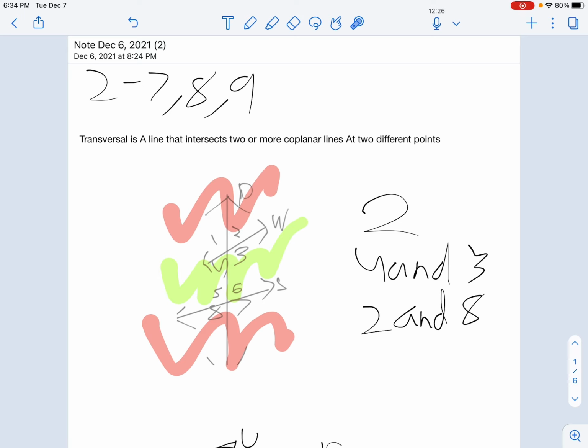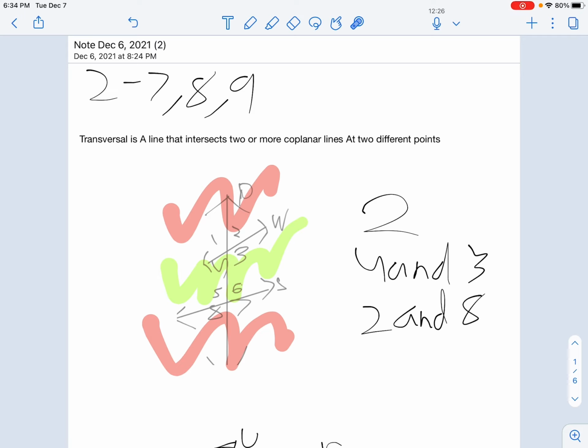Now, just like interior, we have to have exterior, right? So we have alternate exterior angles, which is basically the same thing. They lie on the opposite sides of the transversal P, in the exterior. So it'd be 1 and 7, because they're both in the exterior, on different sides of the line, and not adjacent. And 2 and 8. Those are alternate exterior angles.